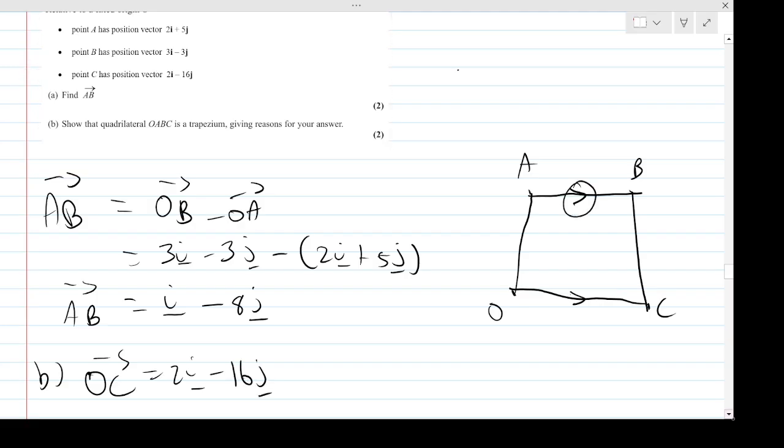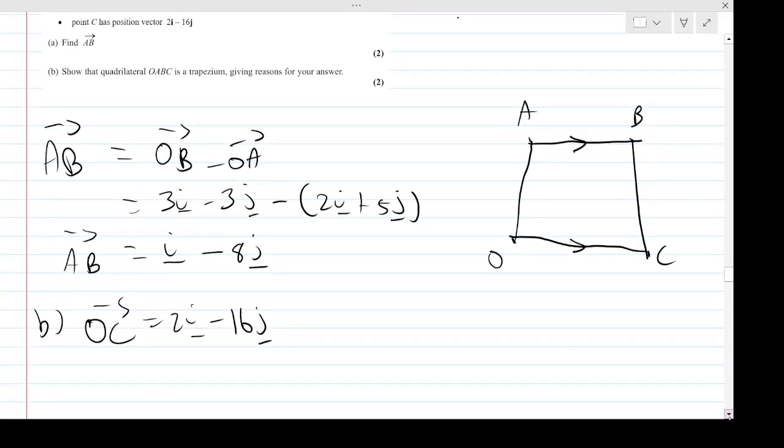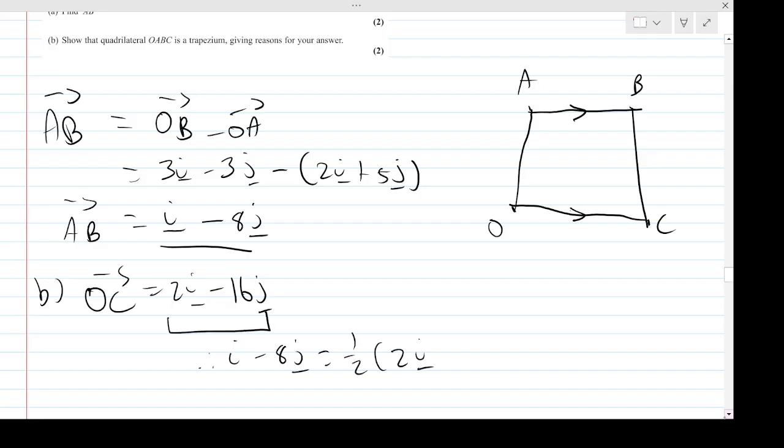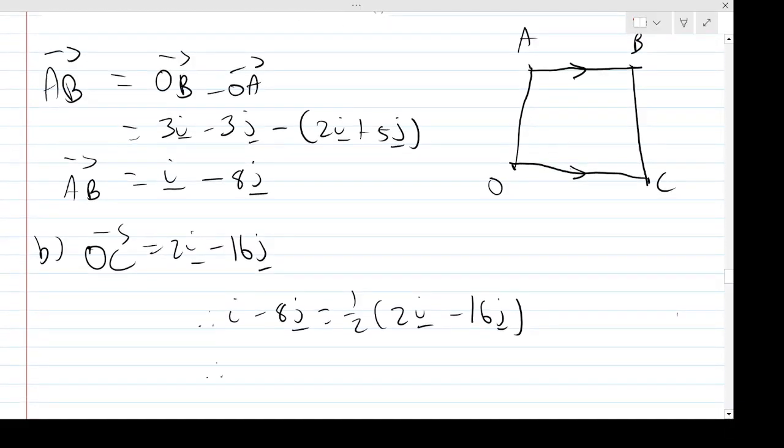Well, hang on then. I need to know they're parallel. So what I'm saying is that the top and the bottom side have to be parallel, right? Well, that means AB is parallel to OC. And we can see that, right? We can see that i minus 8j is going to be half of this. It's going to be half of 2i minus 16j. So therefore, they're multiples, right? So AB is a half of OC. So therefore, because one vector is a multiple of another, that means AB is parallel to OC.